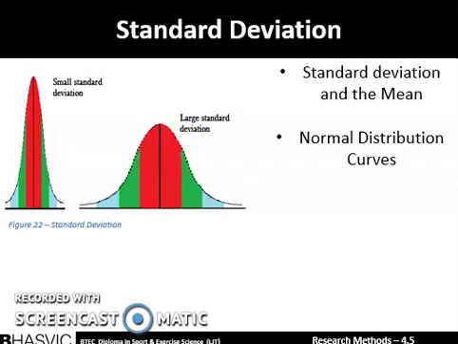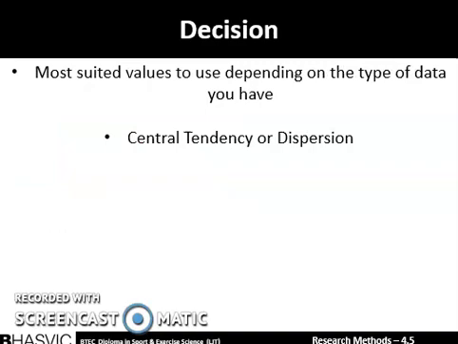Decision. However, when deciding on what value to use to represent the data, the researcher must choose depending on which of the values is most appropriate for the type of data the researcher has. This value could therefore be either a central tendency value or a dispersion value.